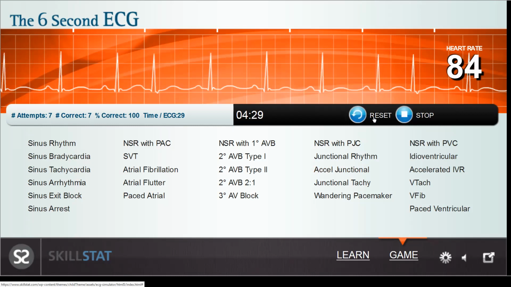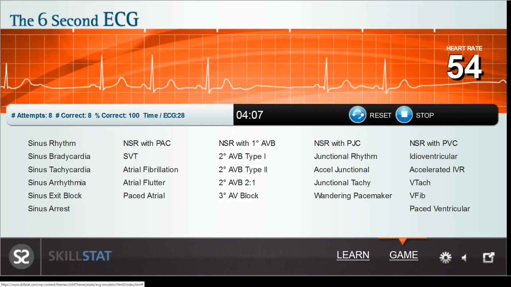This looks like PJCs. So a normal beat, and then a premature beat. Normal beat, normal beat, normal beat, normal beat, premature beat. And the premature beat has a P wave that's upside down following the QRS. So this is a junctional beat. So this is normal sinus rhythm with PJCs. No treatment necessary.